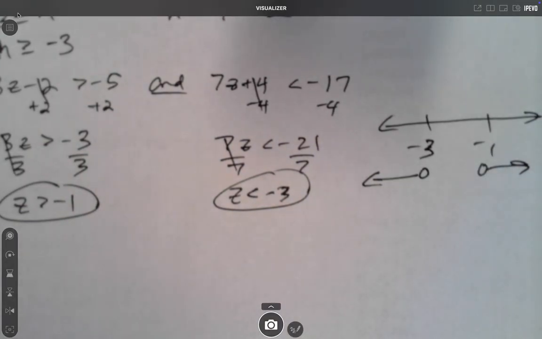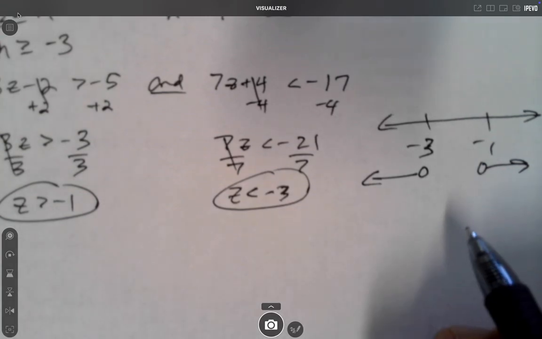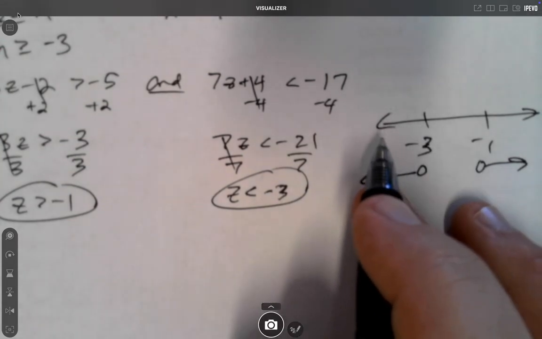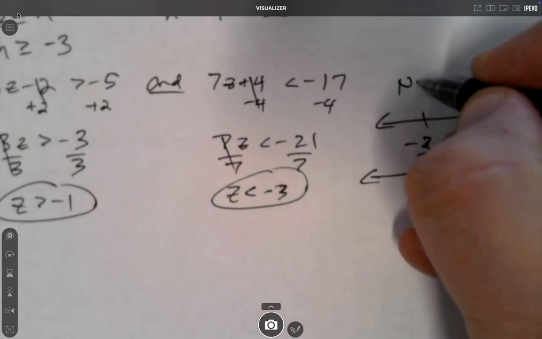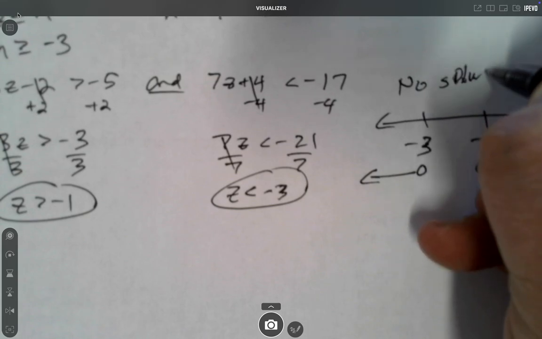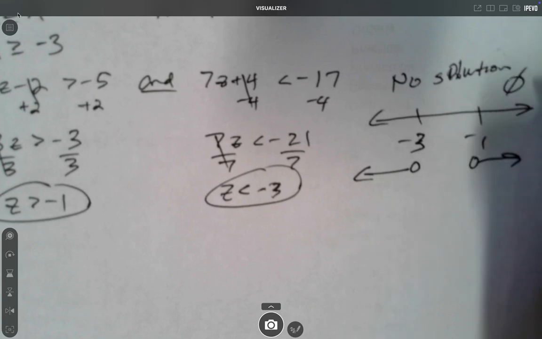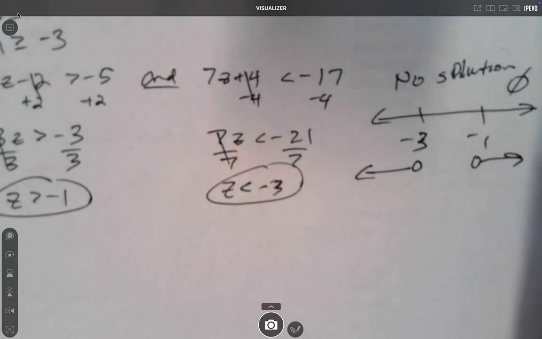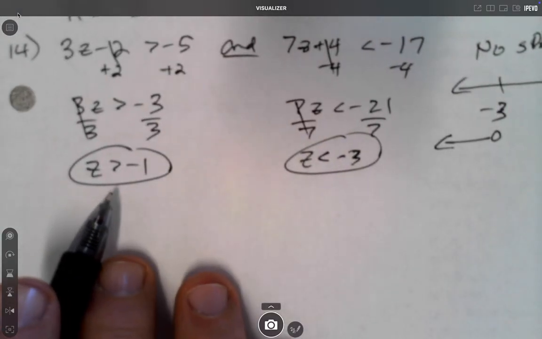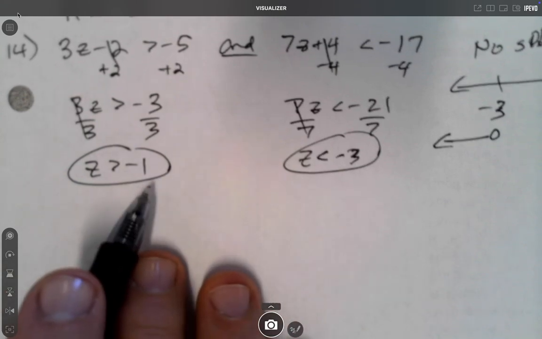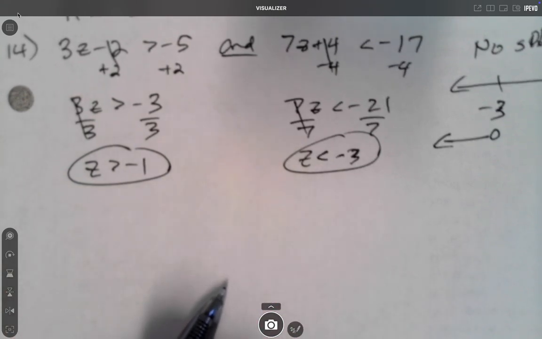Now if this was an or question, we would just graph what we see, because or is happy if either one of them are true, but and is only happy if they are both true in the same spot. So since these two never overlap, the graph should just stay blank, because there is no solution to this. You can write the words no solution or do the 0 with the slash through it. Those both mean no solution. And if you think about this, it should make sense. There's no way something can be bigger than -1 and smaller than -3.